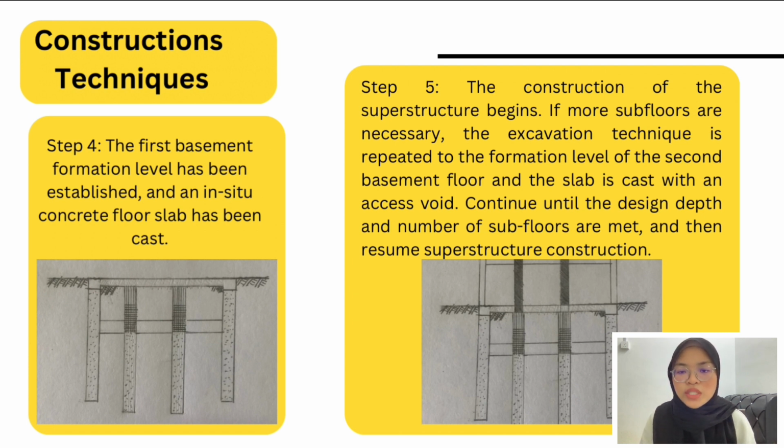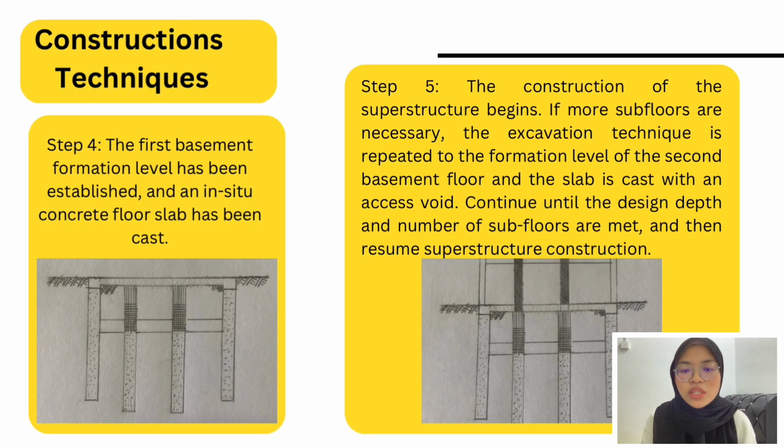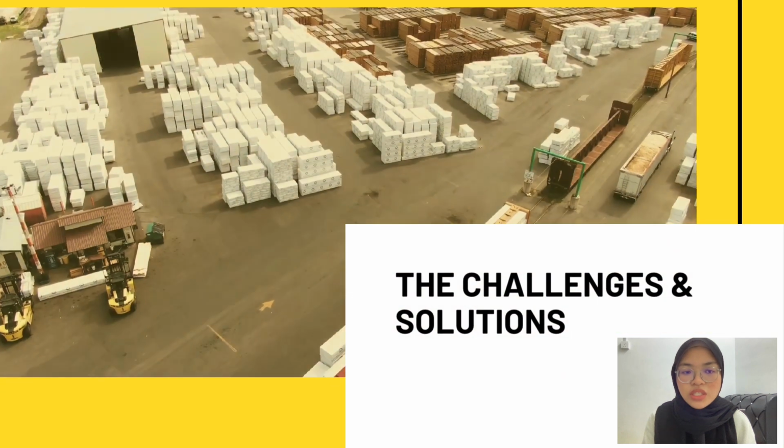If more subfloors are necessary, repeat the excavation techniques to the formation level of the second basement floor and cast the slab with an access void. Continue until the desired design depth and number of subfloors is reached. Lastly, waterproof the basement via tanking and finishing.